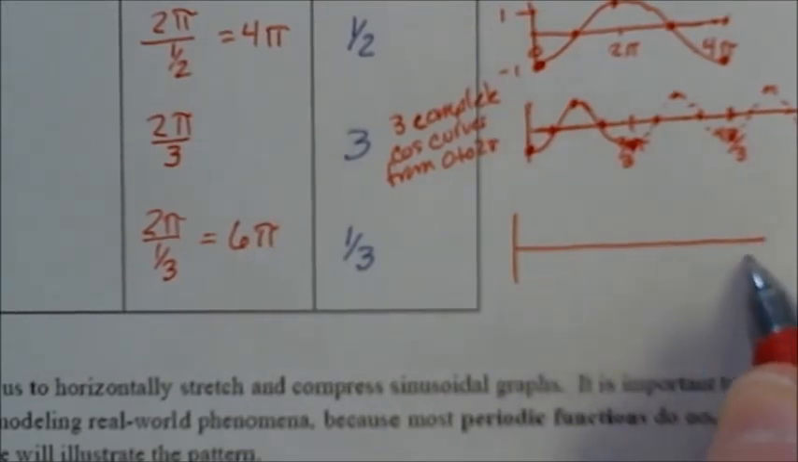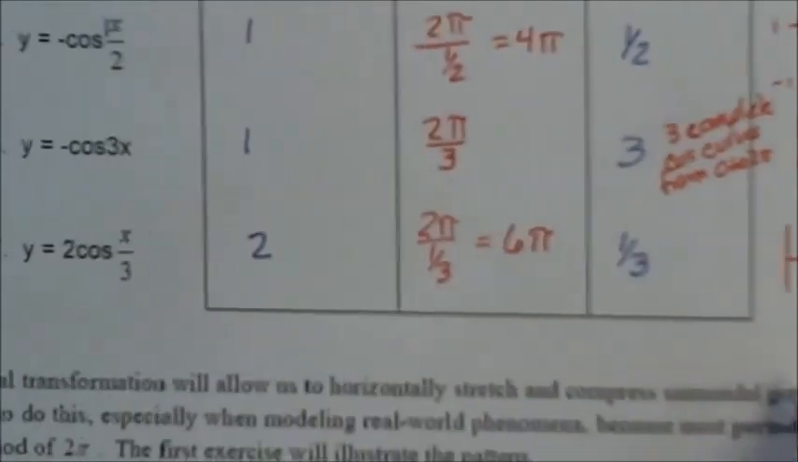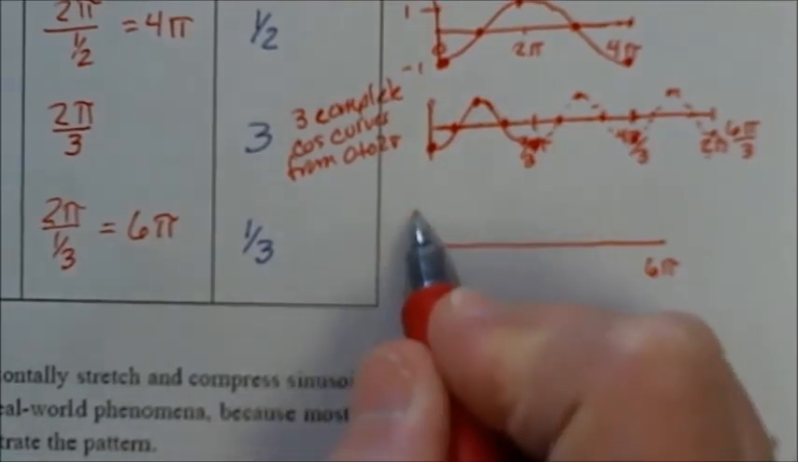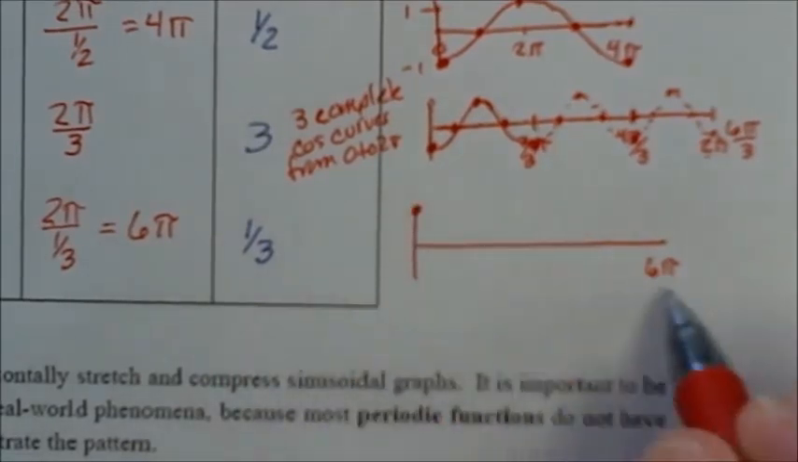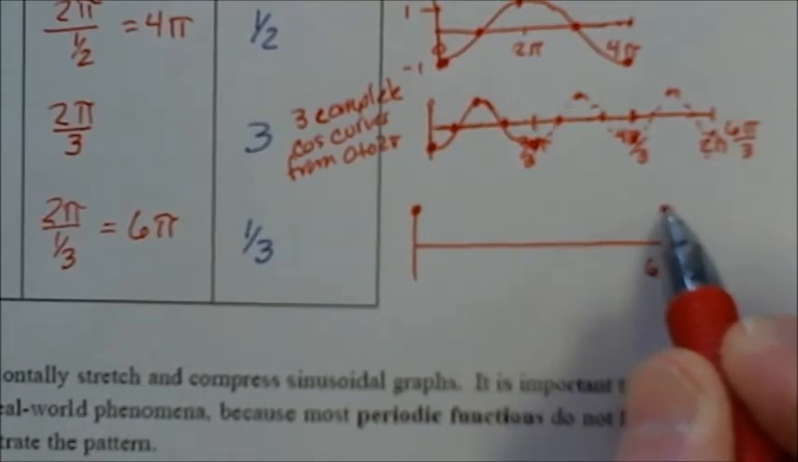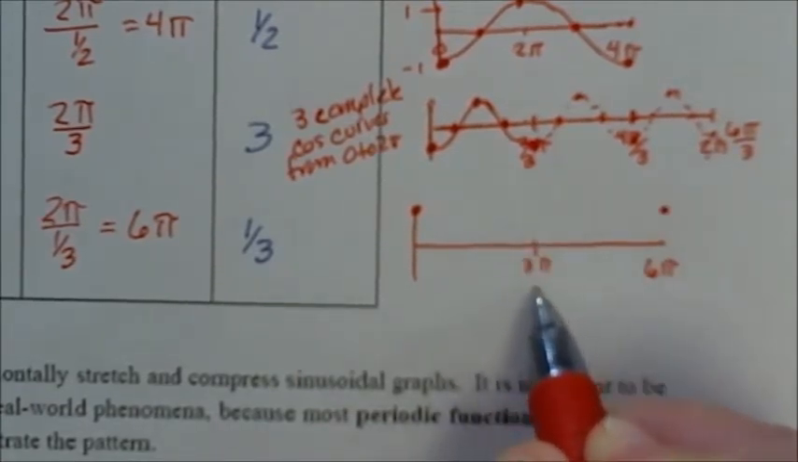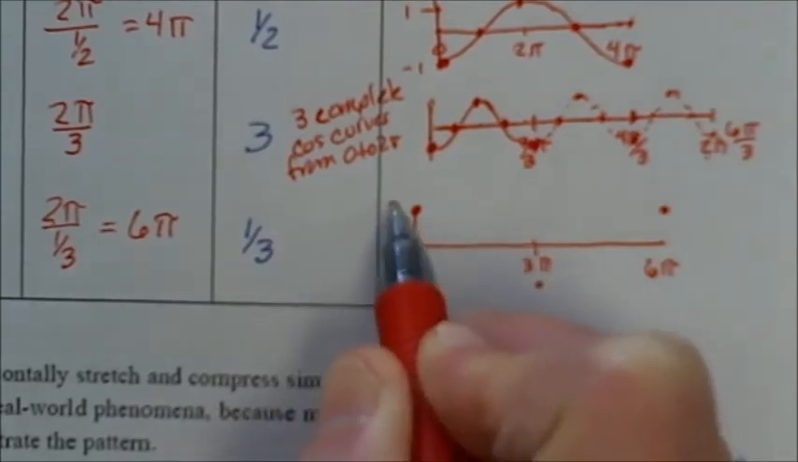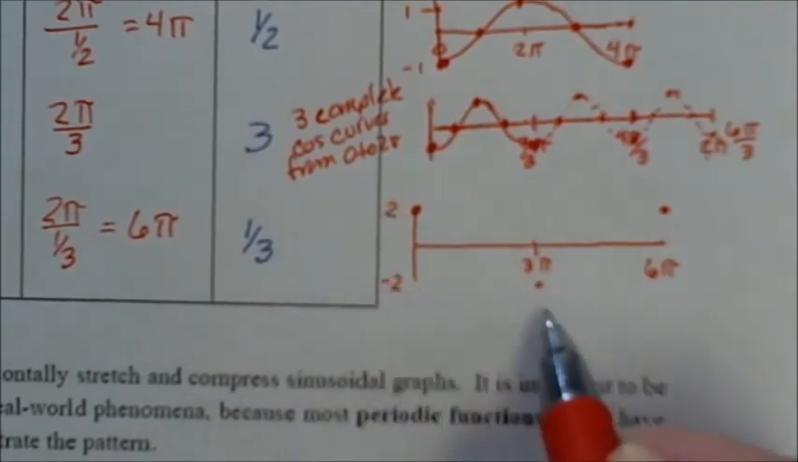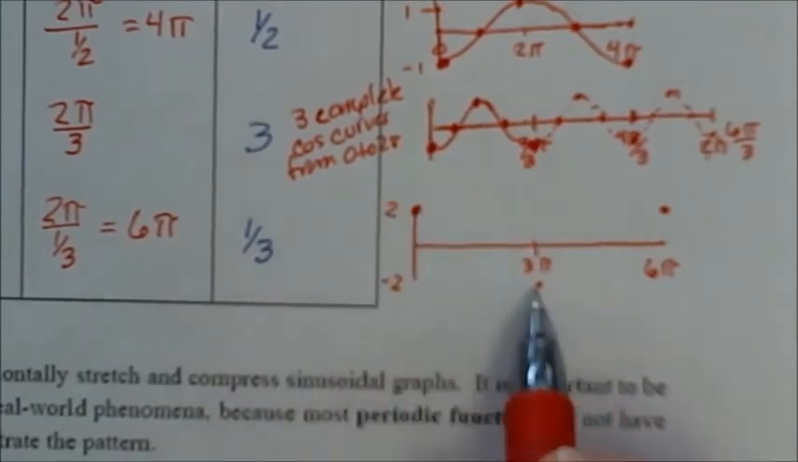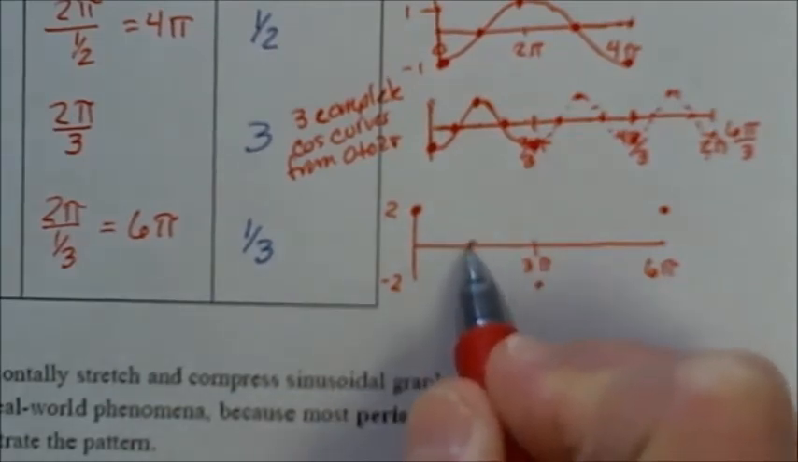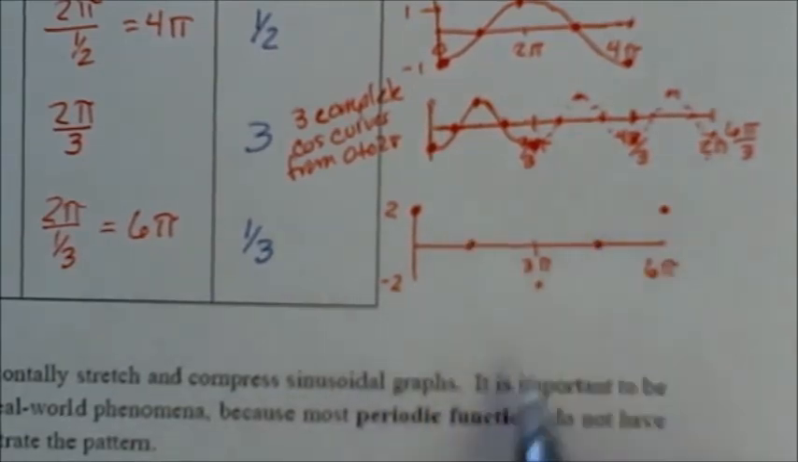So this is going out to 6 pi. This is for one complete cosine. And a value was 2, so instead of starting at 0, 1, we start at 0, 2. At 6 pi, we'll be at 2. Midway between, at 3 pi, we would be at -2. So let's put 2, -2. And then midway between on the x-axis.